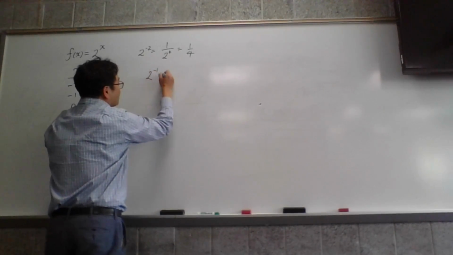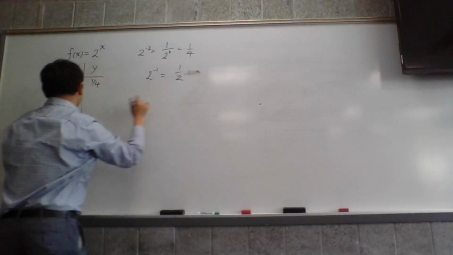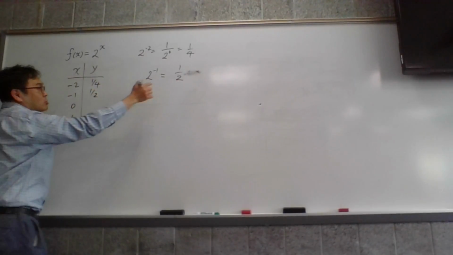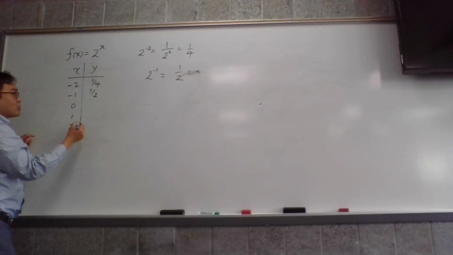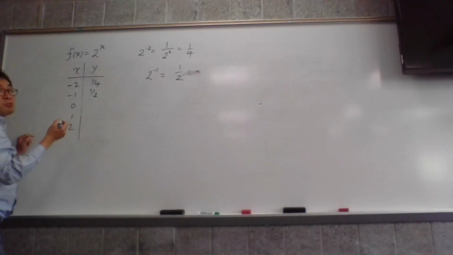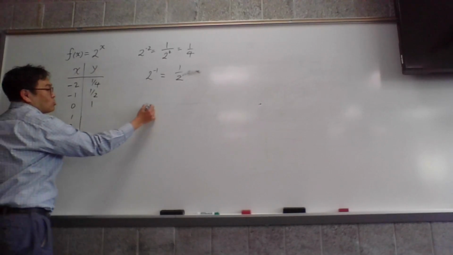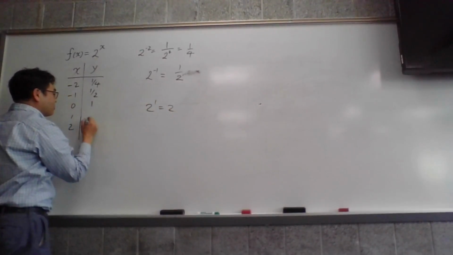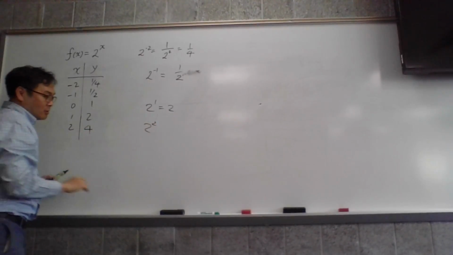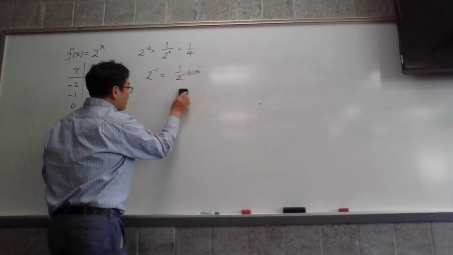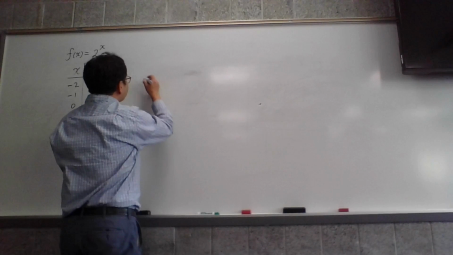2 to the -1 is 1 over 2, which is 0.5. Well, it's 1 over 2, or 1 over 2 to the first power, just using the rule that I just erased. What's 2 to the 0th power? 1. Anything to the 0th power is 1. 2 to the first power is, of course, itself. 2 to the second power would be 4. Okay. So once you make these tables, you can plot it.